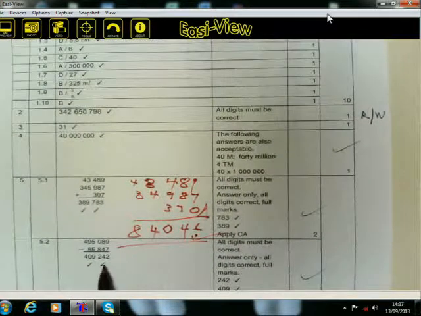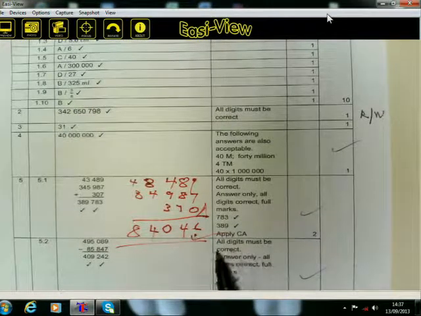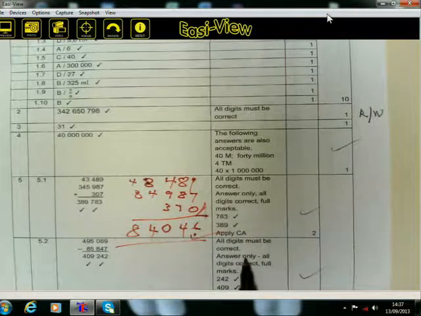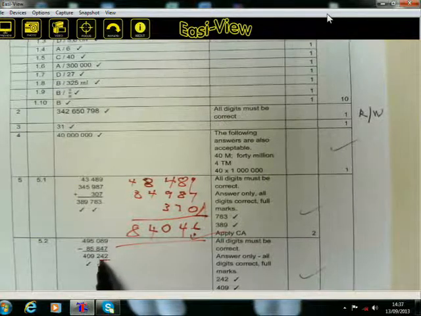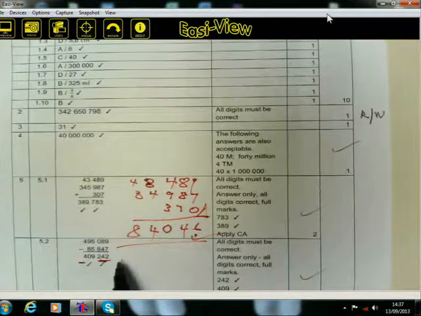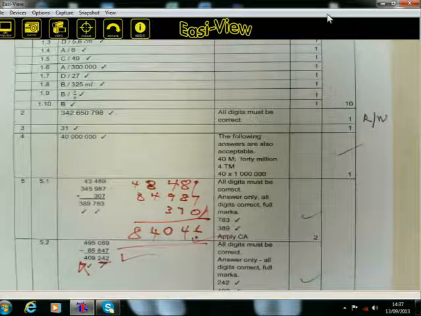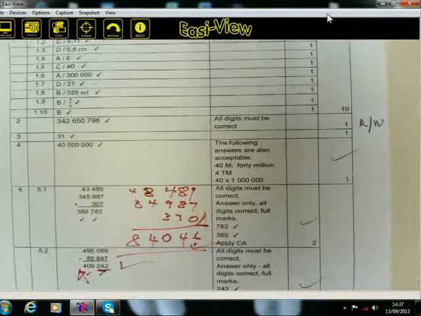If this is correct, and then all digits must be correct, it's 2 marks. Answers only, all digits correct. Where he gives only the answer, where the digits are correct, you give full marks. And then again the same thing there. If this one is correct and this one is wrong, you mark him right and then wrong here, and then give him 1 mark. I hope it becomes clearer now, colleagues.